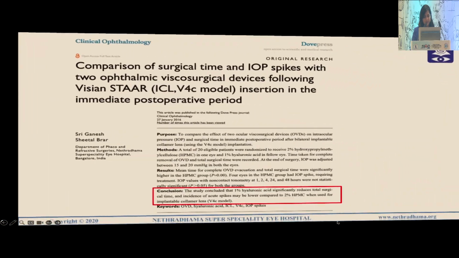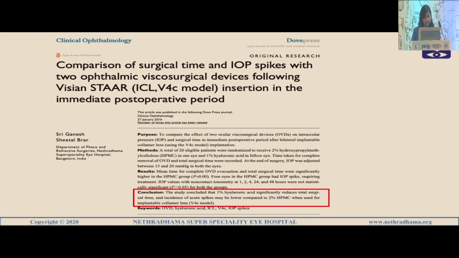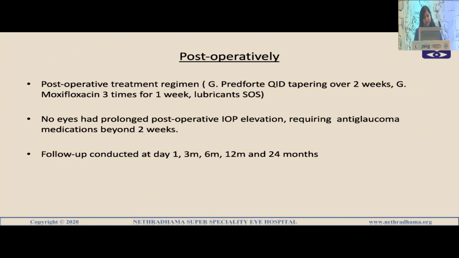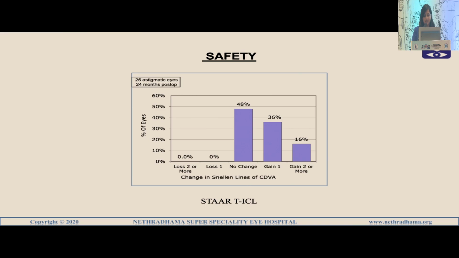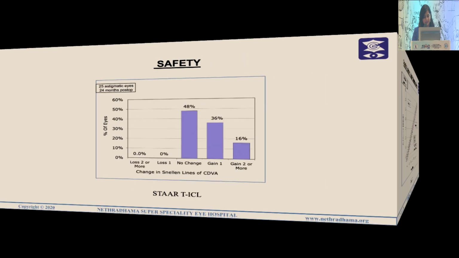I'm just going to skip ahead. This was the publication of this study. Post-operatively, these are the results. You can see that it has a very good efficacy index. 92% of eyes were 20/25 or better. No eyes lost any lines of vision. 48% of eyes showed no change in best corrected vision, 36% gained 1 line of vision, and 16% gained 2 or more lines of vision.